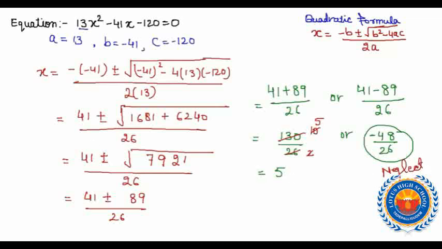So we have the value of x, that is 5, and we need to find the time taken by both the taps separately. So one tap takes 5 hours, and another tap takes x plus 3, that is 5 plus 3, it means 8 hours.